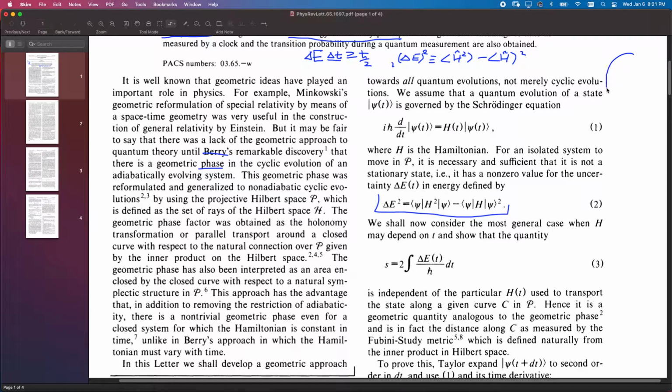So if I have a closed curve in Hilbert space, I guess I'm transporting this around, something like that. So it's something about going around a closed curve and you acquire a phase. The geometric phase factor was attained as the holonomy. What does that word mean? Let's look it up.